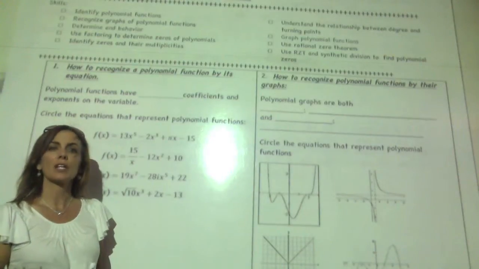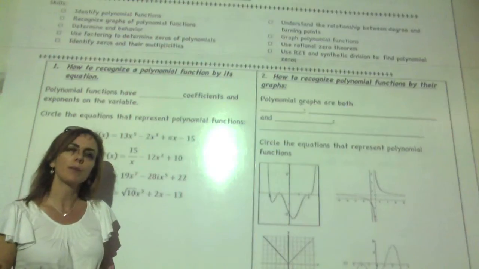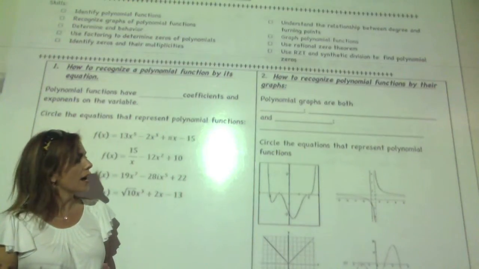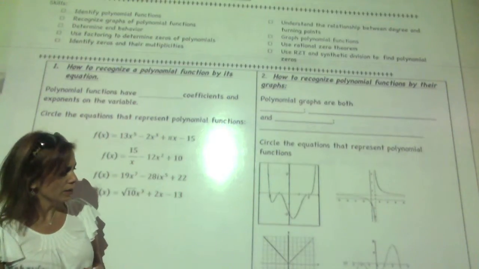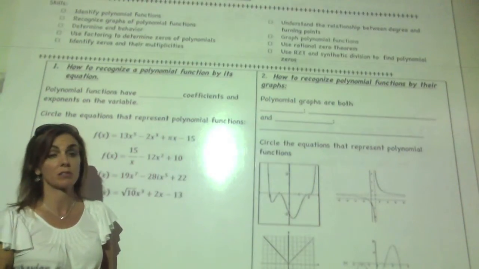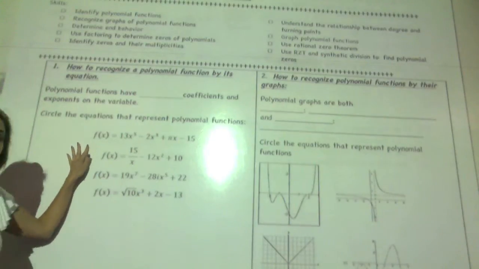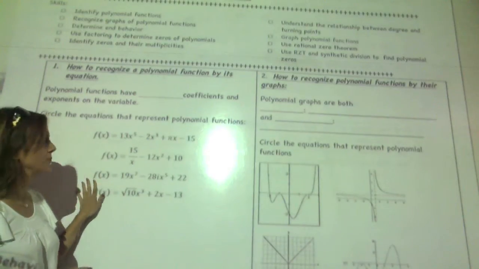In this video, we're going to look at polynomial functions. We're going to examine some of their attributes. We're going to look at how they behave, and we're going to talk about what are called zeros of polynomial functions. So we're going to start with how to recognize a polynomial function by its equation.